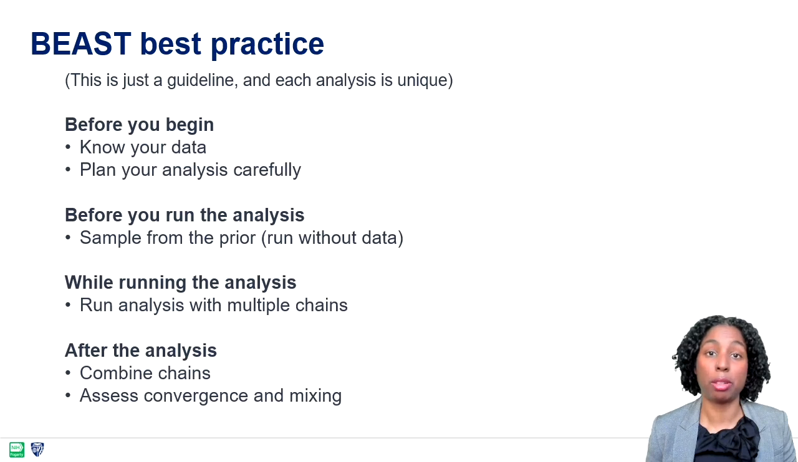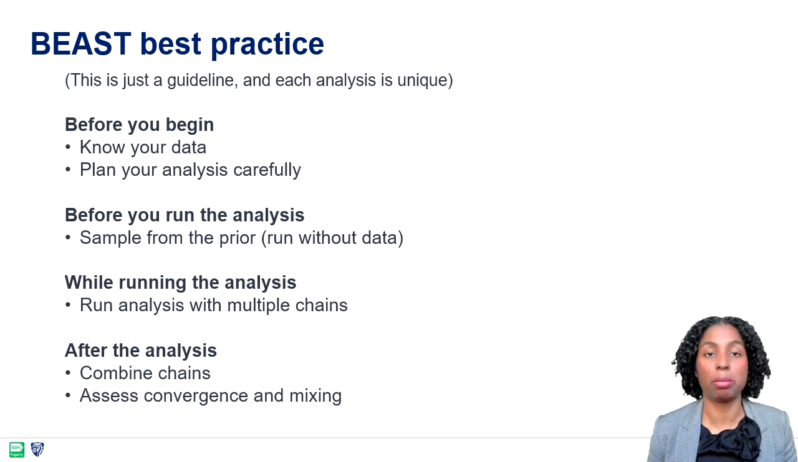Now that we went through the models and components of Bayesian analysis, while understanding that each analysis is unique, let me go over some general guidelines on BEAST best practices. Before you begin, know your data and plan your analysis carefully, reading the literature on how others have analyzed similar pathogens or to get information that could inform your priors. Before executing the analysis, you can also just sample from the prior, meaning running without data, so you can see the tendencies of the run and how it is influenced when you add the data.